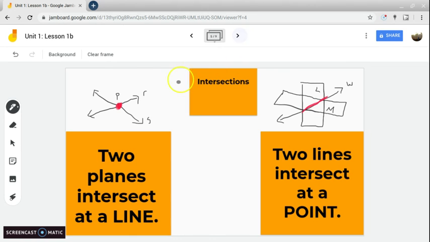All right. So intersections. This is the last real notes thing before we get into the practice. 2 planes intersect at a line. 2 lines intersect at a point. Now, these 2 things right here go with opposite things. So that goes with that, and that goes with that. So let's just talk about this one first. 2 lines intersect at a point.